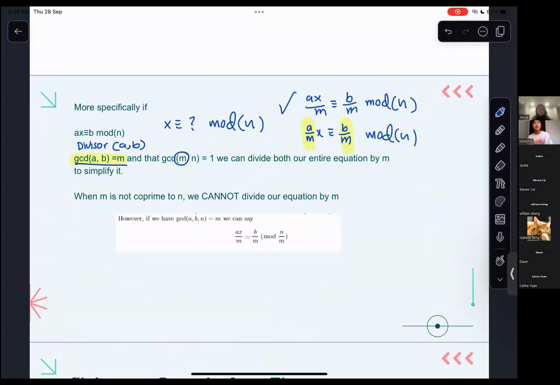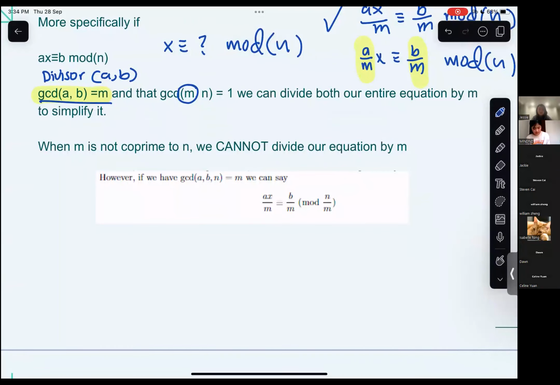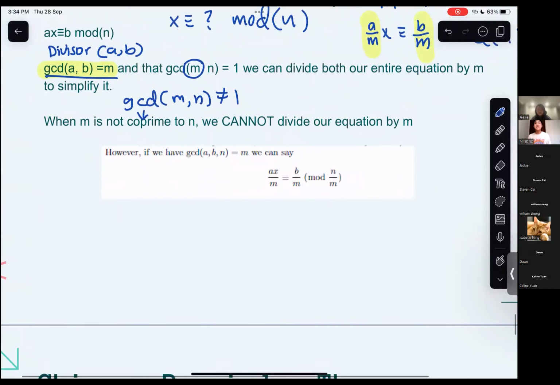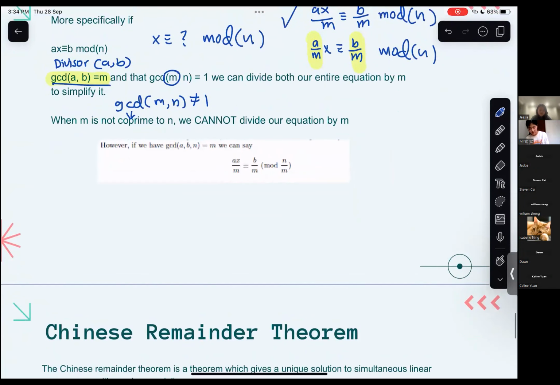But what if m isn't co-prime to n, right? We still want to simplify it. But what other ways can we do it if m isn't co-prime? So what this basically means is it's not equal to 1. Well, then we can't stay under the mod n system. We have to change it as well. So if we do want to divide, then we have to divide like this.